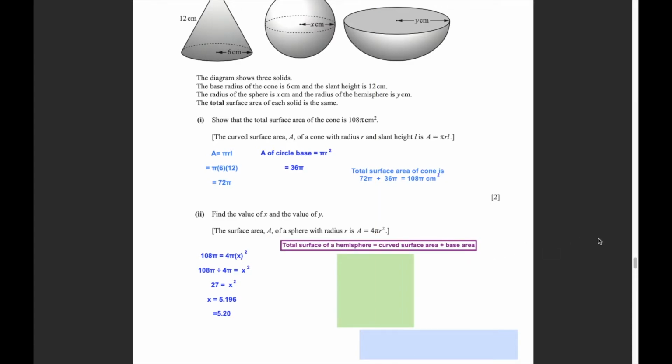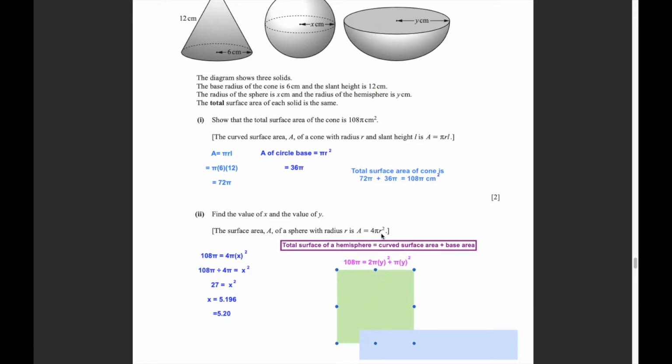All right, so let's find y. The total surface area of a hemisphere is the curved surface area plus the base area. In this case, because the base is also there, right? So it's not like volume. So what we're going to do is the curved surface area is half of a full sphere, right? So 4 pi r squared divided by 2 will just give us 2 pi r squared, right?